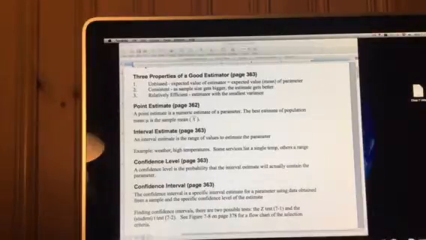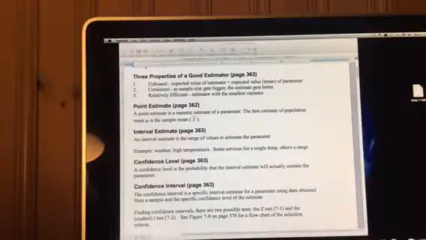Then the third point is that a good estimator should be relatively efficient. If you have multiple estimators that are unbiased and consistent, then the way you would choose between them is you want to have the one with the smallest variance or the smallest standard deviation, because that is what will give you the smallest interval estimate. And we'll see that definition in just a second.